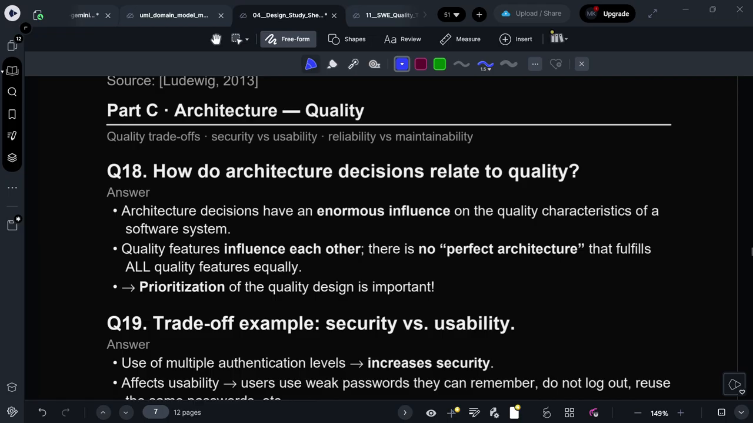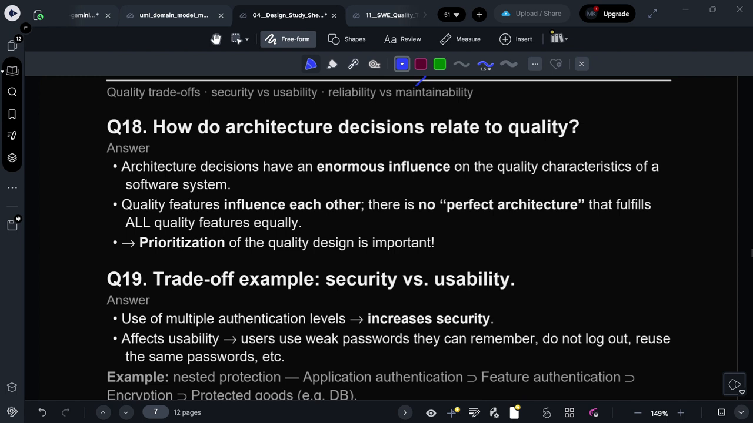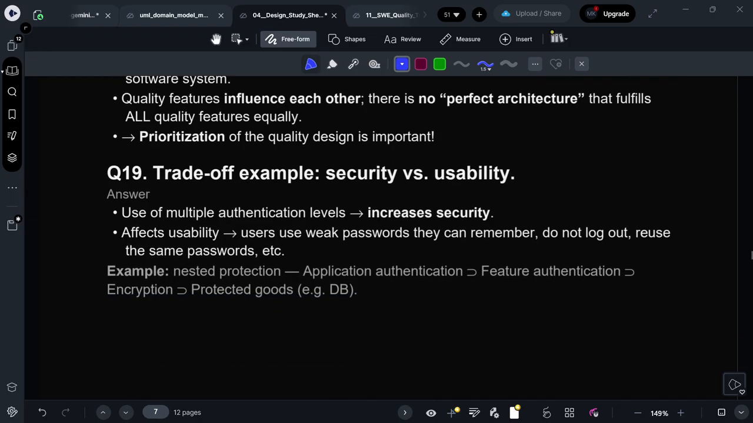Then we have architecture quality trade-offs: security versus usability, reliability and maintainability. How do architecture decisions relate to quality? Architecture decisions have an enormous influence on the quality characteristics of a software system. Quality features influence each other. There is no perfect architecture that fulfills all quality features equally, but prioritization of the quality attributes is very important.